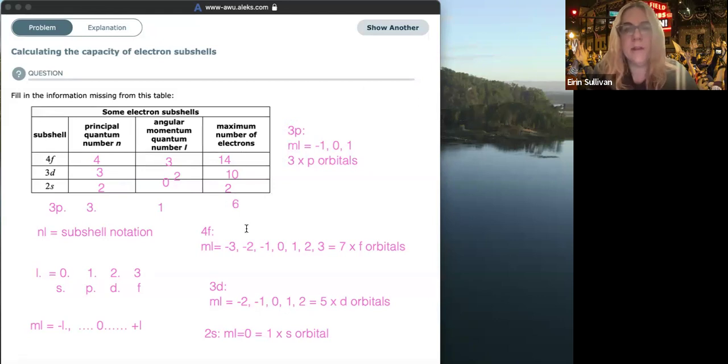Okay, so those are the only numbers you need to know. There's only s, p, d, and f that we're going to use realistically. And you get 2 electrons per orbital. So that's it. As long as you know how many orbitals you have per subshell, you know how many electrons you can have as a maximum in a subshell.